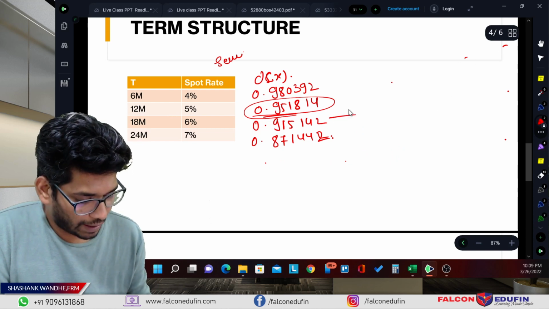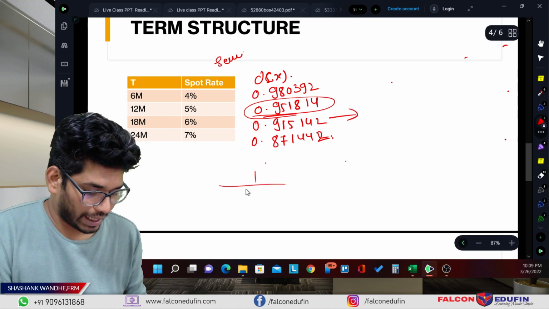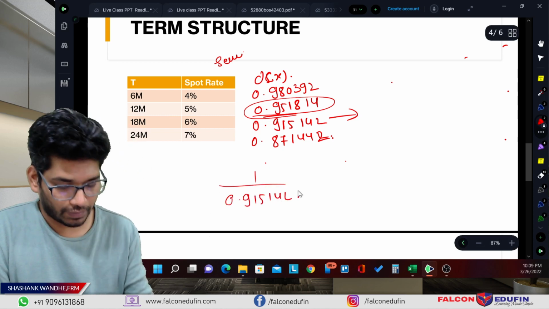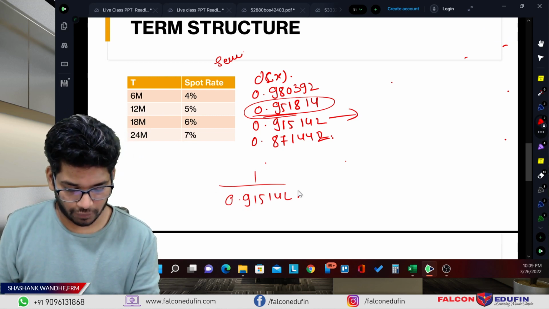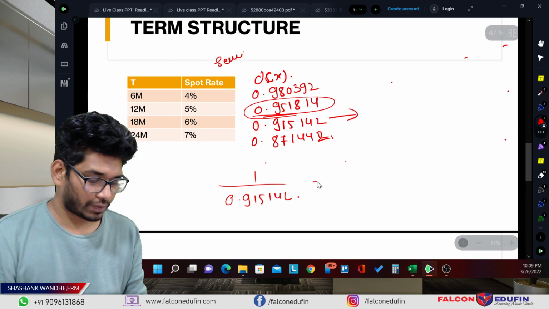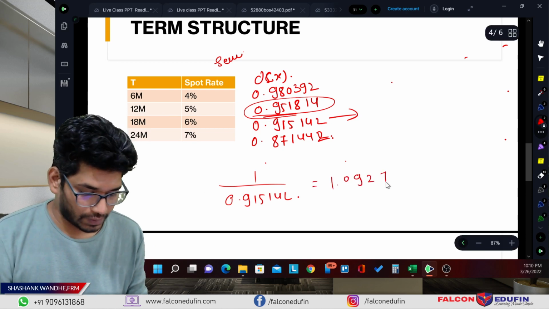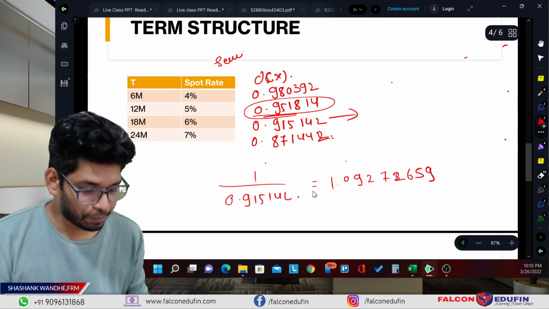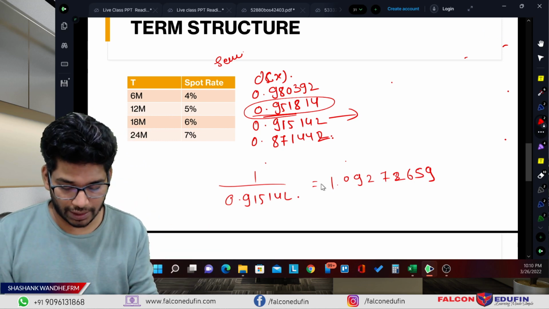A third discount factor, this one. So simply 1 by 0.915142, 1 by x. This gives us 1.092772659, and then you have to take the cube root.